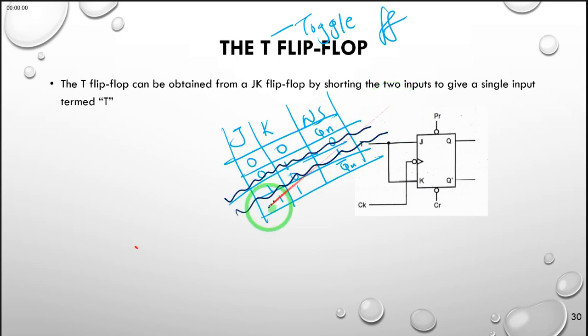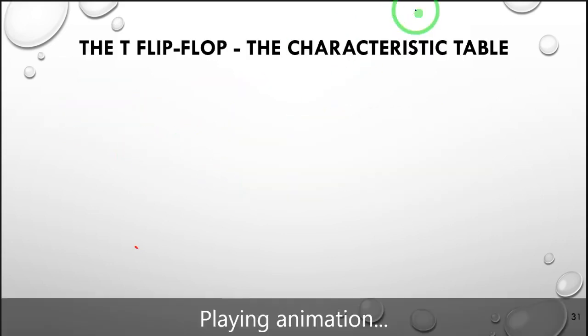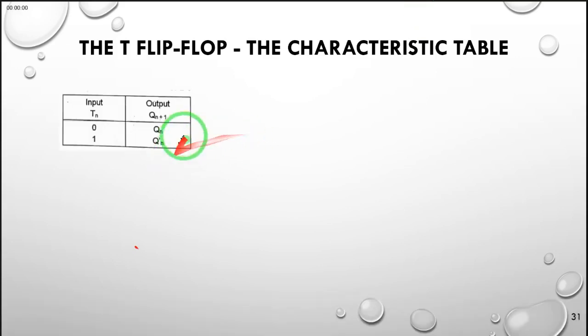What we end up with is that we cancel these two possibilities, and J will be the same as K, either at 0 or at 1, and this now becomes our T. When T is 0, the next state will remain as it was, but when T is 1, the next state will be the opposite of the previous state. That is what is called toggle. It is like it is being toggled depending on the input. So the characteristic table as I have developed is simply this: when T is 0, the next state is the same as the present state, whereas it is the opposite of the present state when the input is 1. And that is the end.